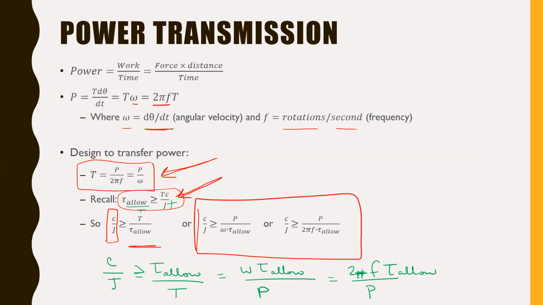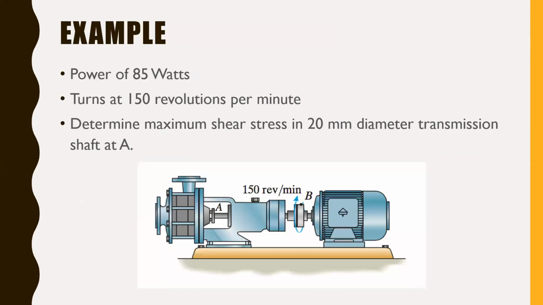All right, with the last couple minutes, I want you to try this problem and then turn it in. We're going to make this an ICA. So you have a power, P equals 85 watts. It turns at 150 revolutions per minute. So that would be your frequency, right? And I just want you to calculate the maximum shear stress if it's a 20 millimeter diameter shaft.